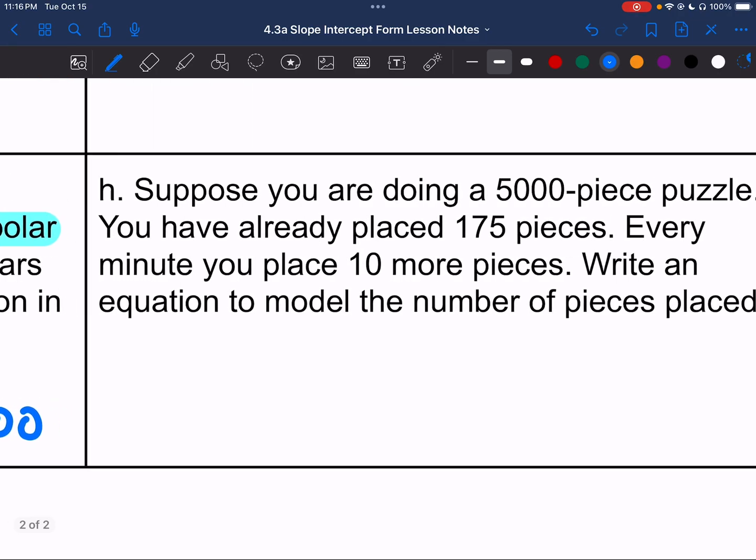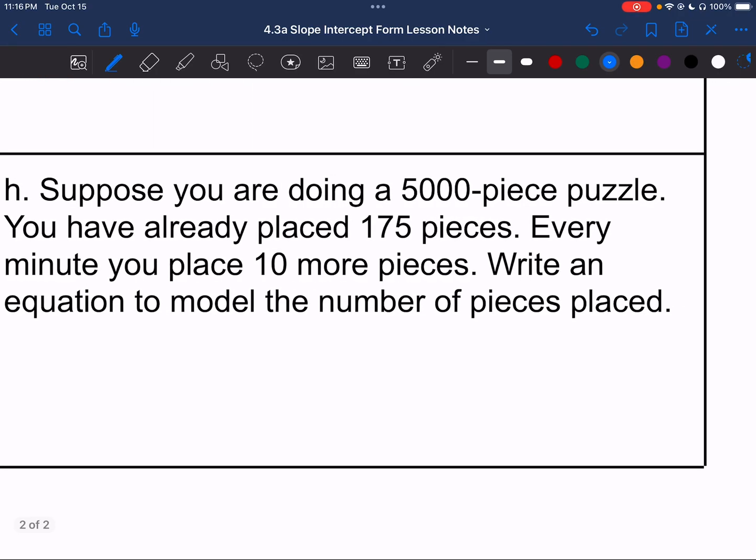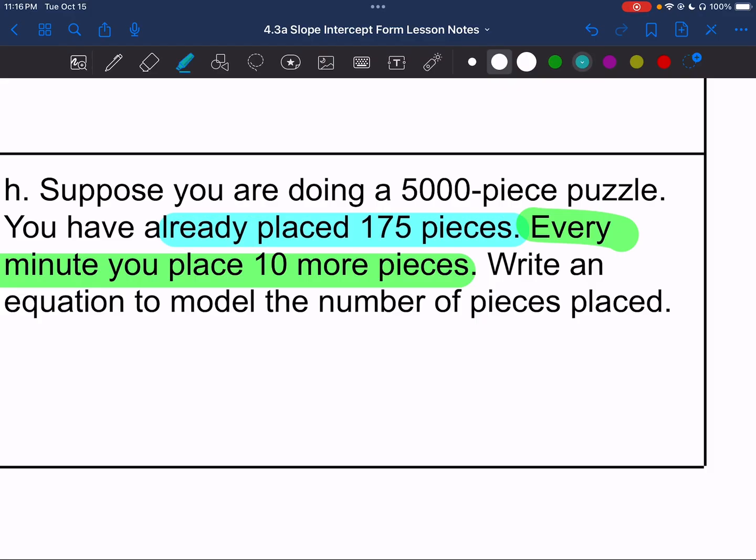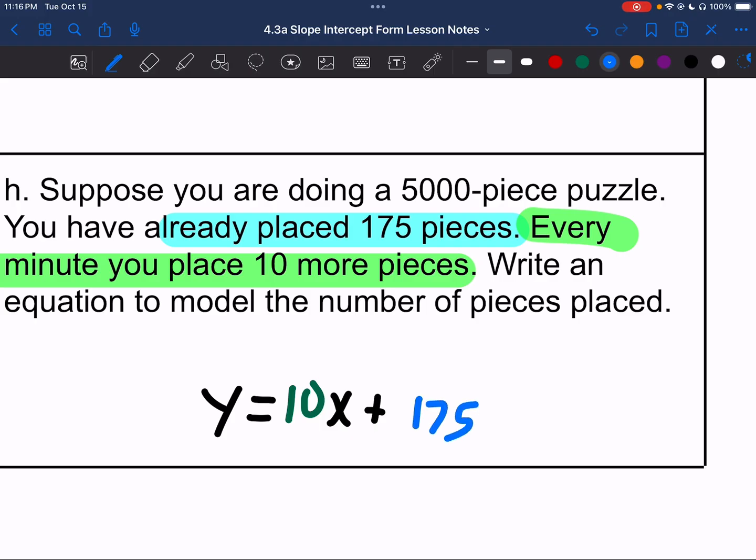Okay. And letter H. Suppose you are doing a 5,000 piece puzzle. You have already placed 175 pieces. Every minute you place 10 more pieces, write an equation to model the number of pieces that are placed. So every minute you place 10 more pieces. That sounds like my rate. You have already placed 175 pieces. That sounds like my starting amount. So we're going to write our equation. Y is equal to my slope, 10, times the number of minutes, x, and we're adding what we already have done, which is 175.